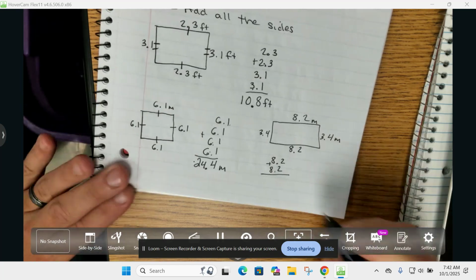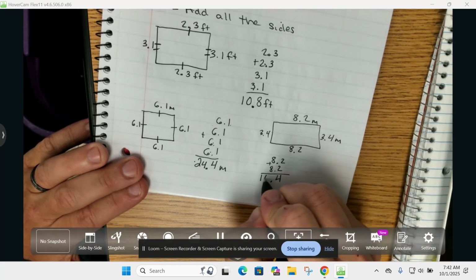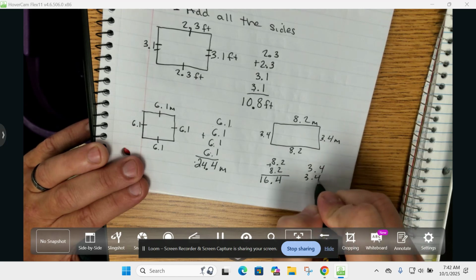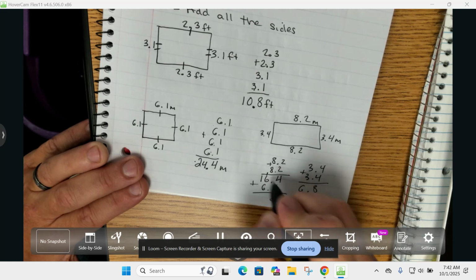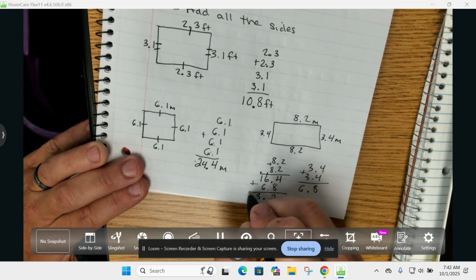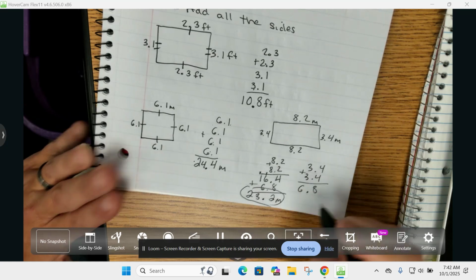I'm going to keep these together. 2 plus 2 is 4 with my decimal. 8 plus 8 is 16. Then I'm going to come over here, 3.4 and 3.4. 4 plus 4 is 8, decimal, and 6. And then I'm going to just put these two underneath each other. 8 plus 4 is 12. 2, regroup my 1. Put my decimal down. 6 plus 6 is 12. Plus 1 is 13. Regroup my 1. So then this would be 23.2 meters.